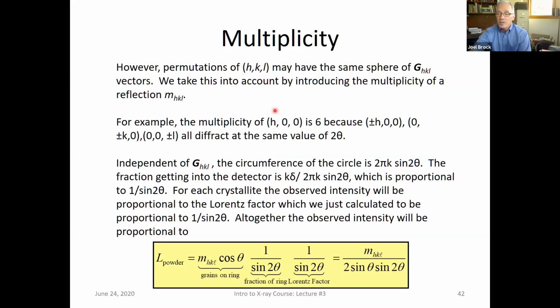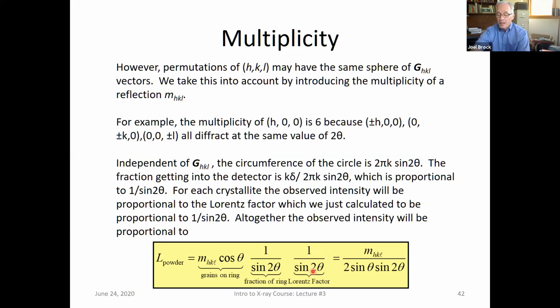So for a simple example, for an H00 peak the multiplicity is 6, because in a cubic crystal, plus or minus H, plus or minus K, and plus or minus L all diffract at the same value of 2 theta. Then we do a similar argument to the one before about the cones. The question is, what is the circumference of the circle? It's going to be proportional to sine 2 theta. And again, you now have to put in all of these correction factors.